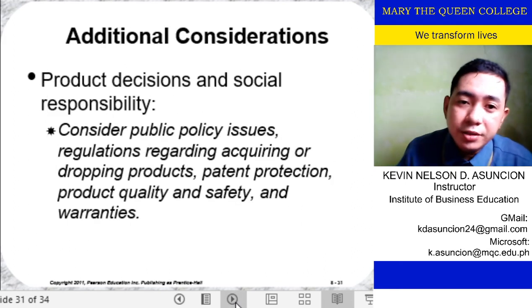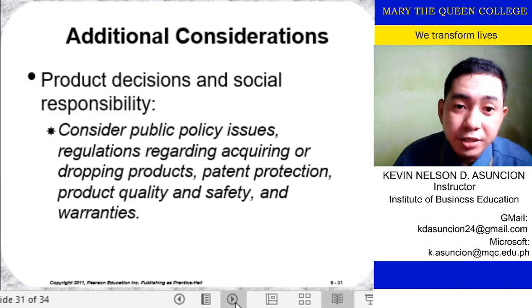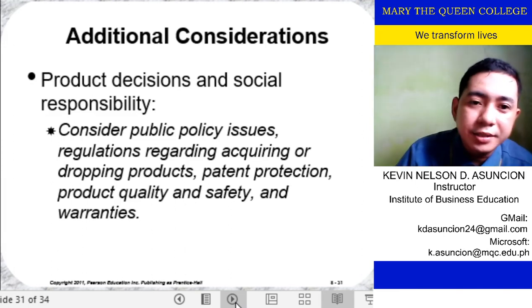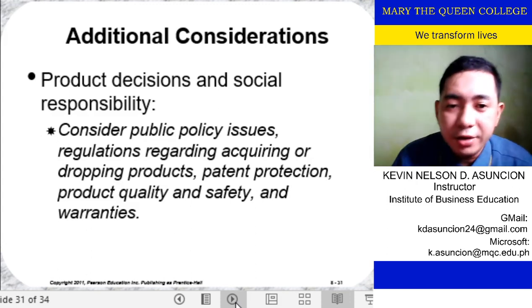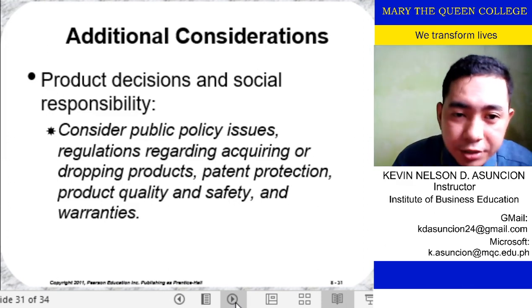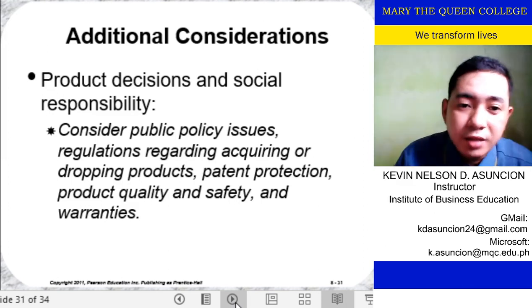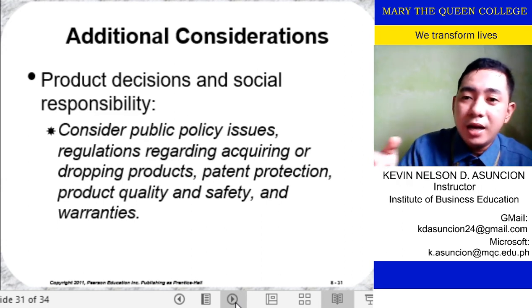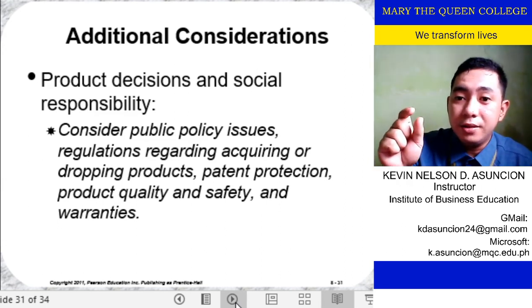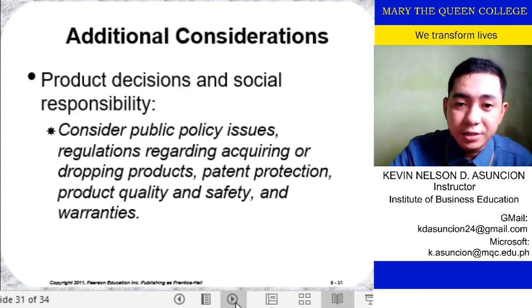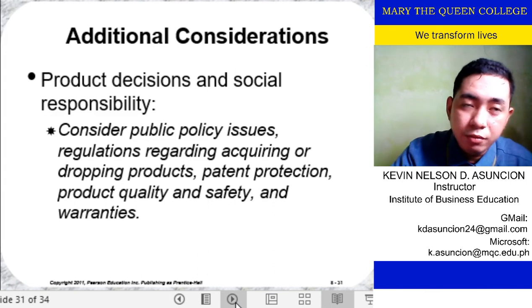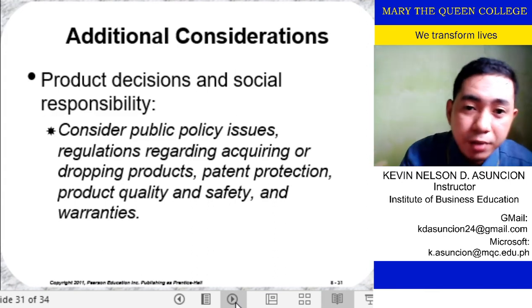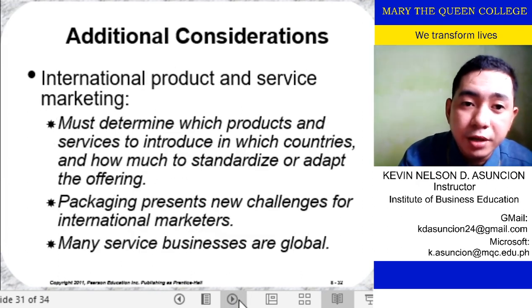So also, you must consider product decisions and social responsibility. When you make products, you consider public policy issues, regulations regarding acquiring or dropping products, and patent protection, product quality and safety, and warranties. No? So outside of the mismong product na yon, you consider value-added services and also the total experience, as well as you follow the law in relation to the creation and selling of your product.